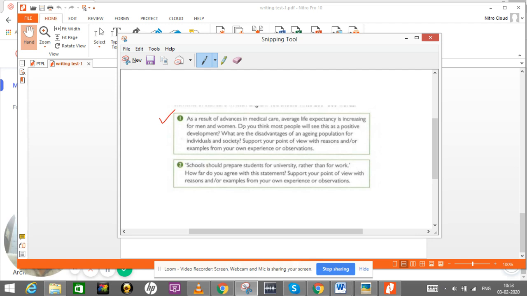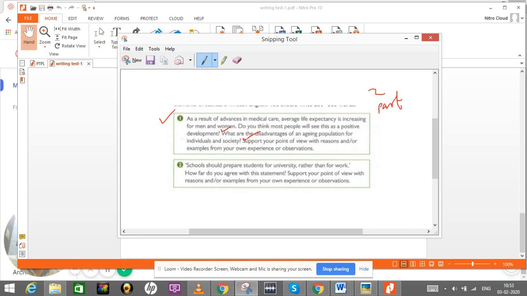Now, if you look at the question, it says, as a result of advances in medical care, average life expectancy is increasing for men and women. Do you think most people will see this as a positive development? And you have the second half as well. So when you notice, there are two questions. So this would be categorized as a two-part question. Obviously, it has two question marks, so you have to structure it accordingly.